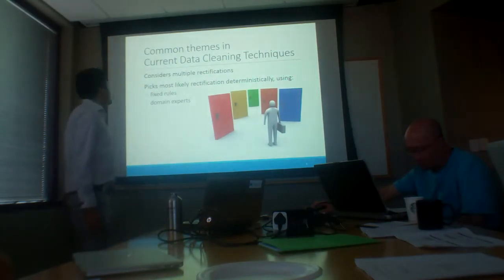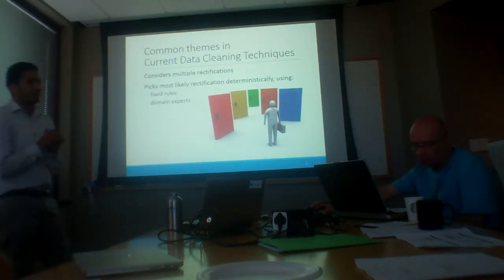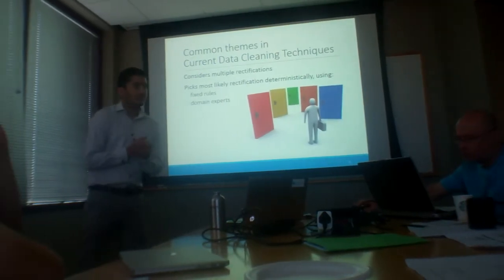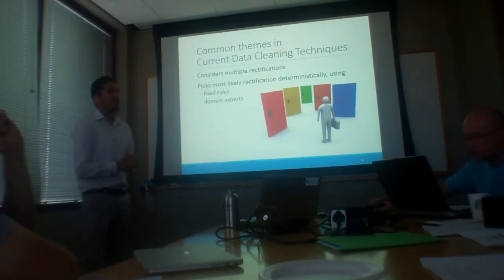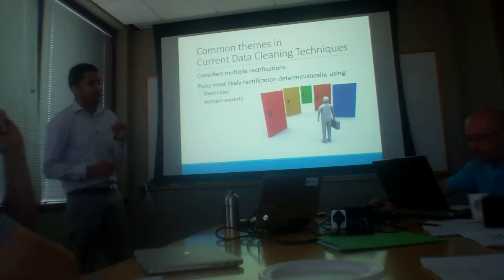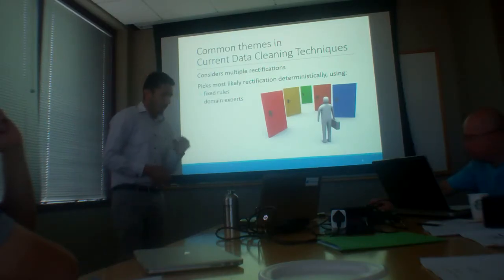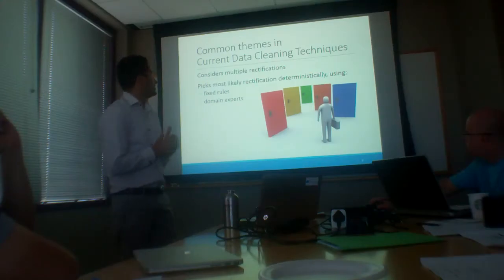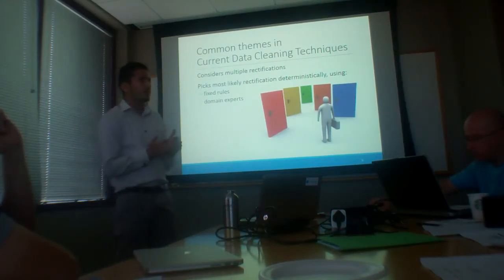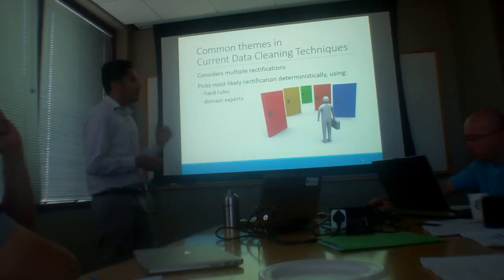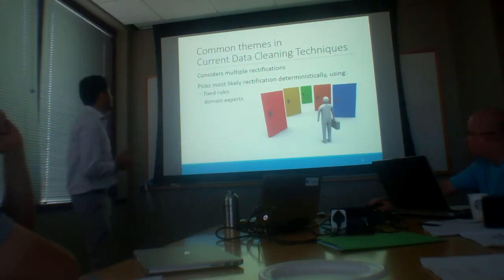What is common between all these techniques is their approach. They consider multiple rectifications for a particular dirty data object, and after considering the rectifications, they pick the most likely rectification. How will they pick the most likely rectification? They will use some fixed rule or a domain expert.